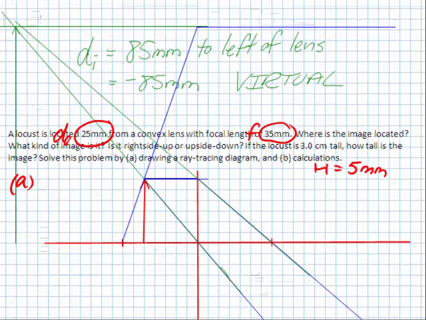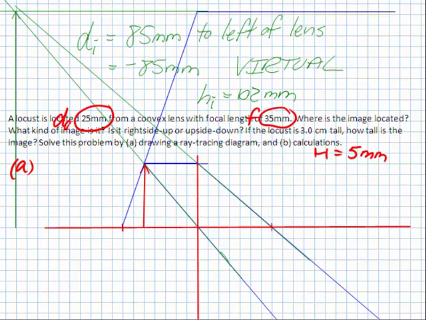And our image is 1, 2, 3, 4, 5, 6, 7, 8, 9, 10, 11, 12, 13, 14, 15, 16, 17, 18, 19, 20, and a little bit more blocks high. 20 blocks would be 100 millimeters with this scale. Looks to be that the height of the image is about 102 millimeters tall. Now that is our completed ray tracing diagram for this problem.